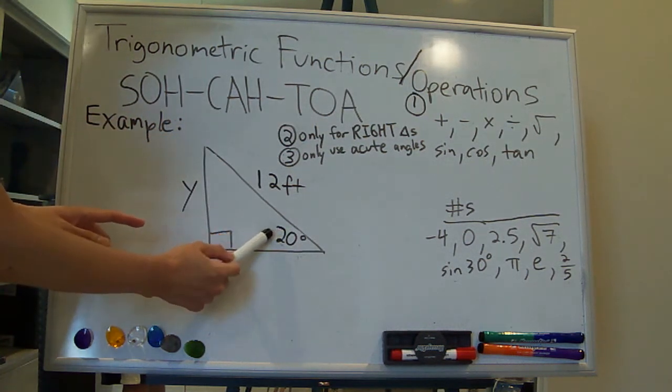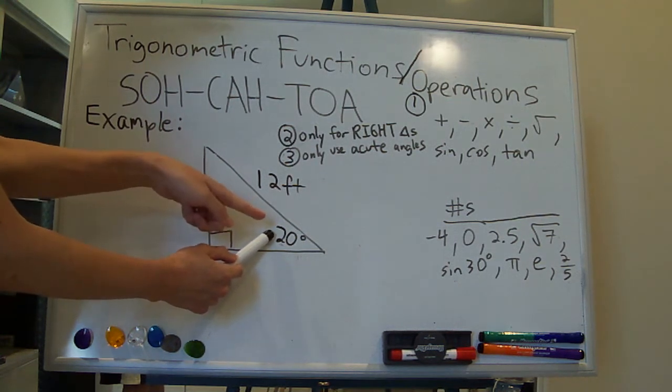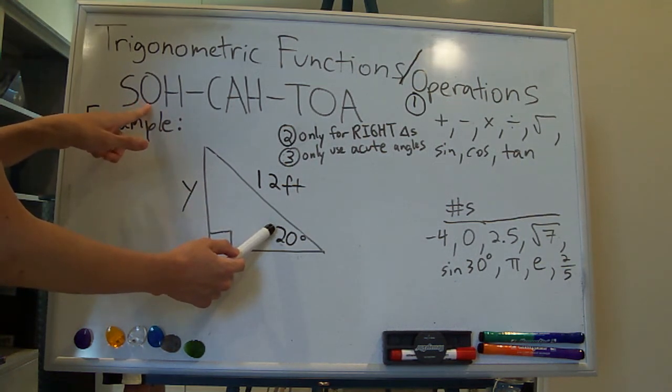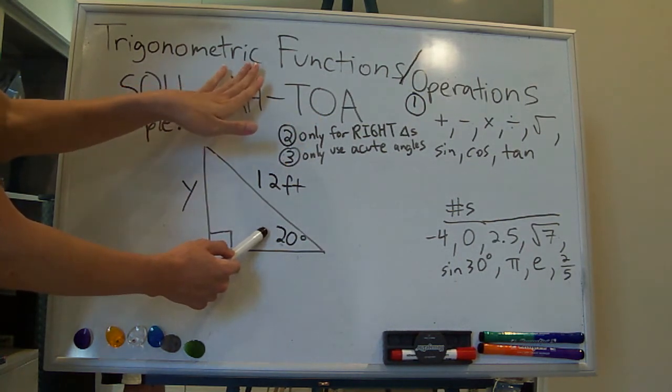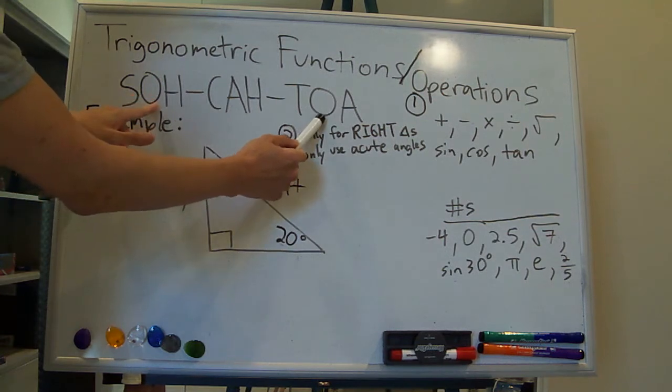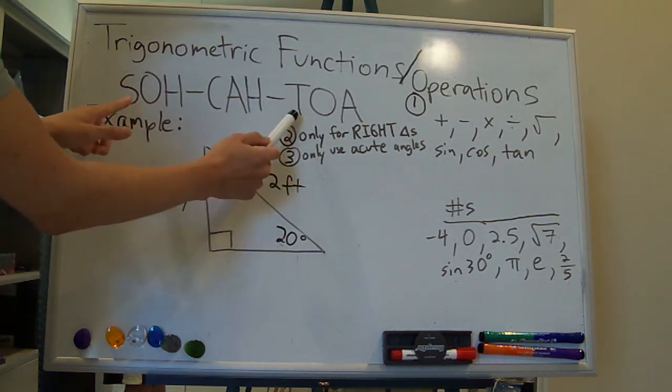So if you use this angle, what's the relationship of this side to that angle? Well, this side is opposite that angle, so that means we have to use either sine or tangent. That means cosine's out, because cosine doesn't use opposite sides. So this one's out, so it's either sine or tangent, right? So then we use this side as a tiebreak to determine are we going to use sine or tangent.